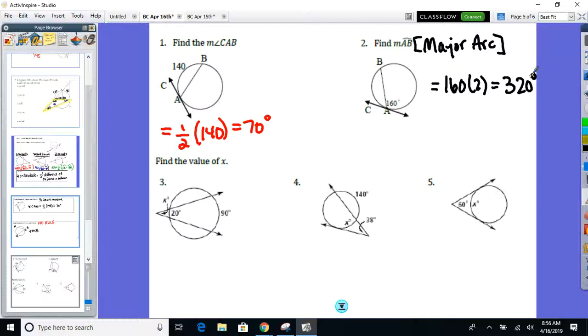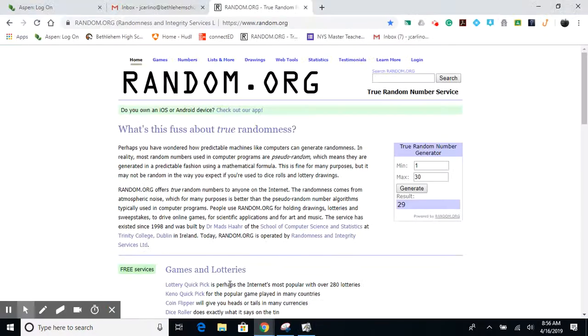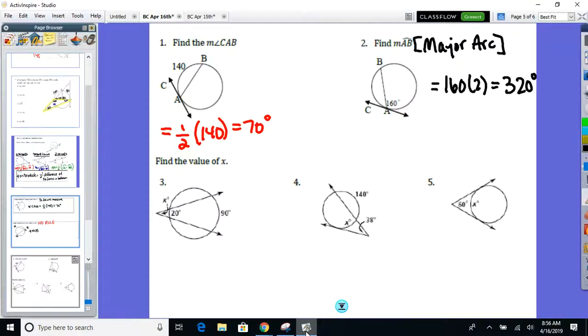Are we all good? Tangent and a chord. Next one. Find x. This is what the mindset's got to be right now. Number 28. Inside or outside? Angle x. Outside. I'm not asking any more questions. I know how to find an angle on the outside.